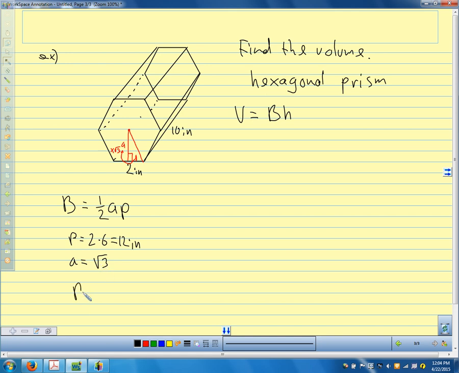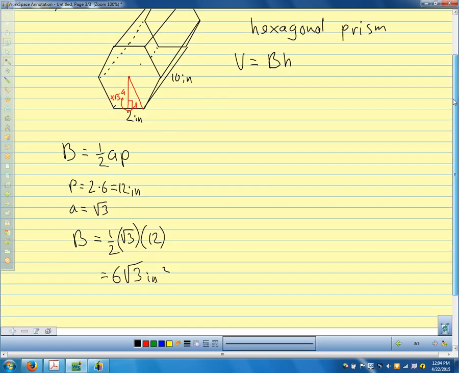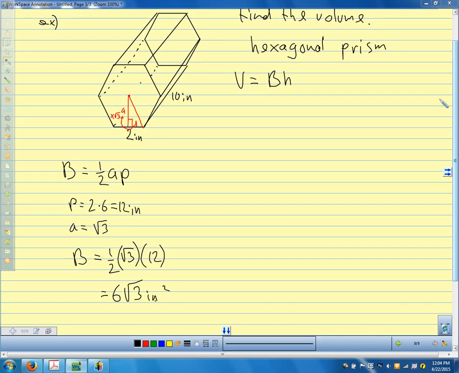So the area of the base is 1/2 the apothem, square root of 3, times 12. And half of 12 is 6. So we get 6 square root 3 square inches for the area of the base. So a lot like our opener, where we had an equilateral triangle, but this time we had a hexagon. So now we're set to plug into our formula.